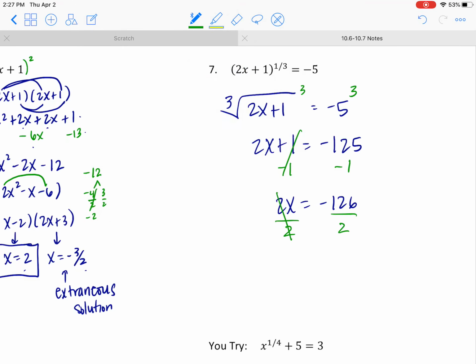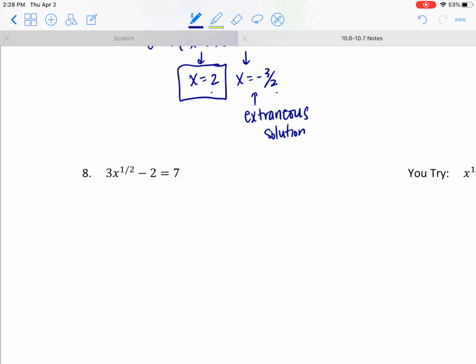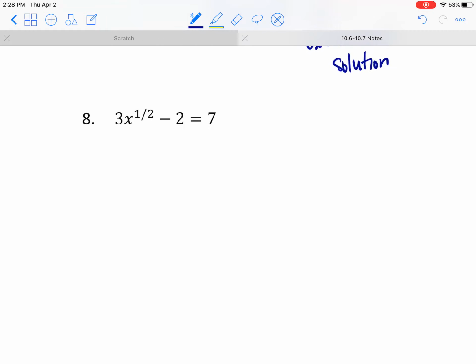Then we're going to subtract the 1 from both sides, giving us 2x equal to negative 126. And now we can divide both sides by 2. That cancels, and we have our solution. Negative 126 divided by 2 is going to be negative 63. And if you want to verify it with your calculator, not a bad idea. Although we don't have to worry about it being extraneous because it's an odd root, and odd roots will not have extraneous solutions. Okay?